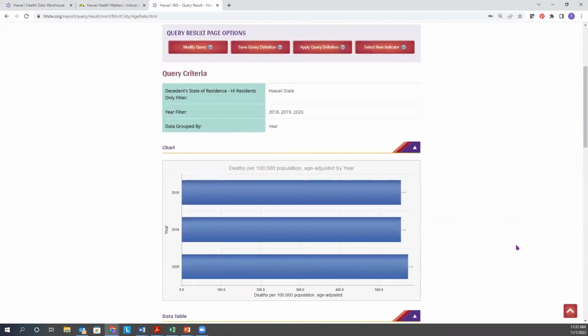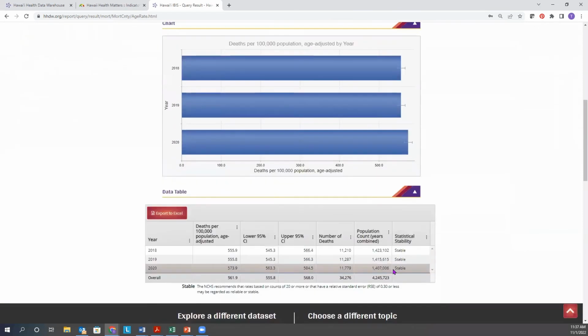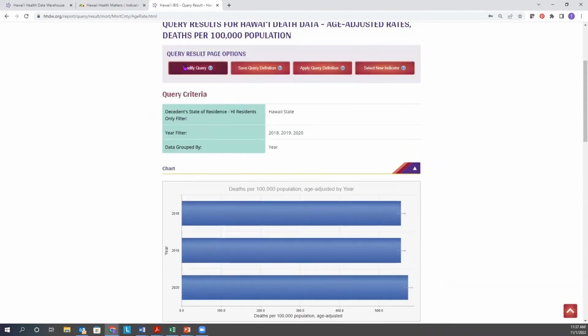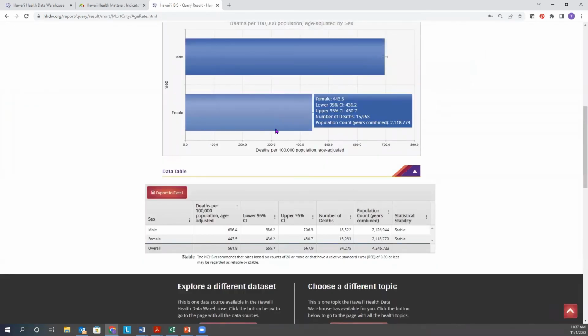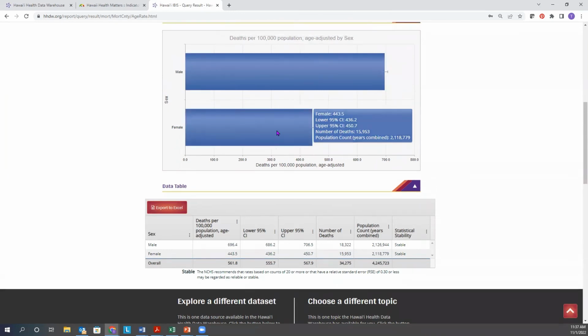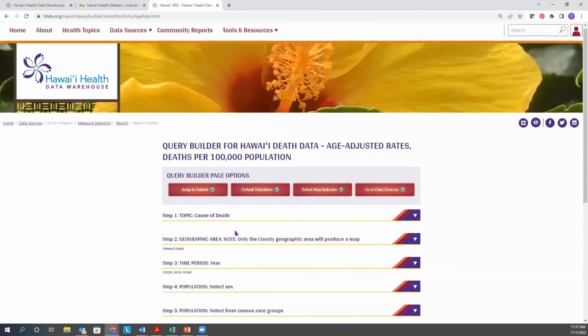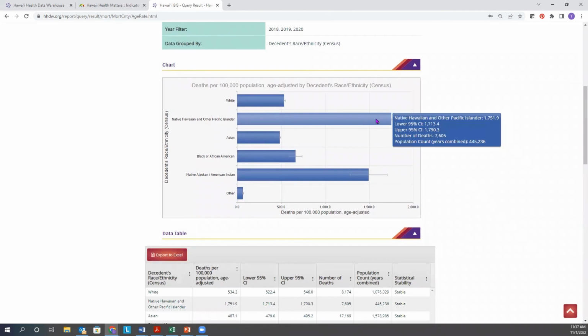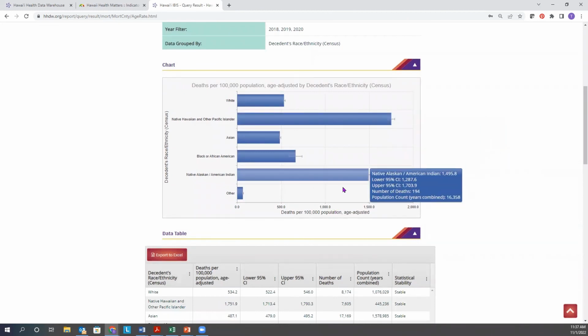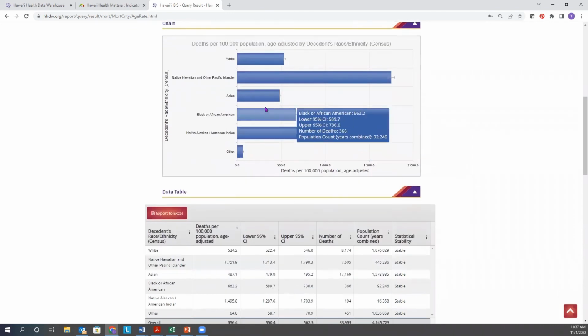And so again, this is the overall age-adjusted death rate. So it moves to 561.9, and then I will run it again by modifying the query to look at it by sex. And see the male age-adjusted death rate compared to the female age-adjusted death rate. And then I can run it again by race ethnicity. Again, you can see a big difference here with the Native Hawaiian and other Pacific Islanders and the Native Alaskan American Indians, but you see that the death rate among the Black African American population is quite different when you look at the age-adjusted rate versus the crude rate.